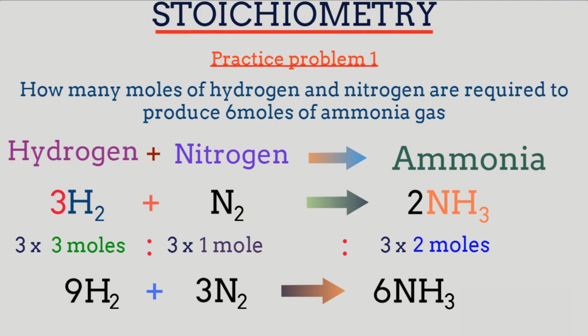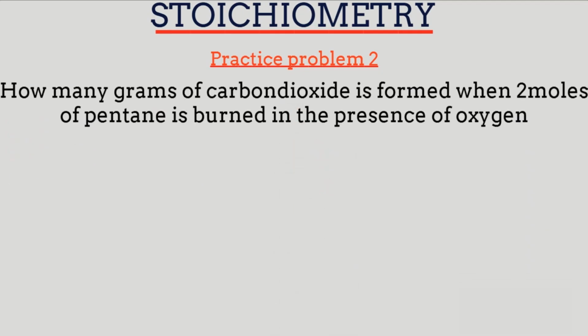Please note, we have to multiply through the mole ratio because we were asked to obtain the number of moles for both reactants. In a case where you are asked for part of the reactant or product, the approach will be slightly different. Let's take practice problem 2 so you understand better. How many grams of carbon dioxide is formed when 2 moles of pentane is burned in the presence of oxygen? This is a combustion reaction. Recall that combustion reaction tends to always produce carbon dioxide and water with the release of energy in the form of heat and light. That being said, we need to write down a balanced chemical equation.